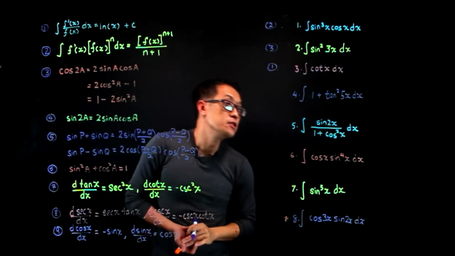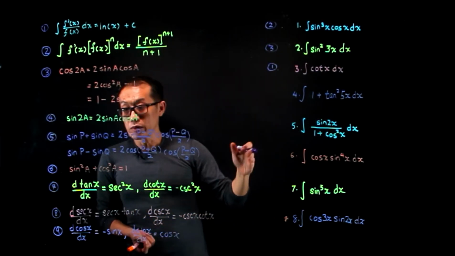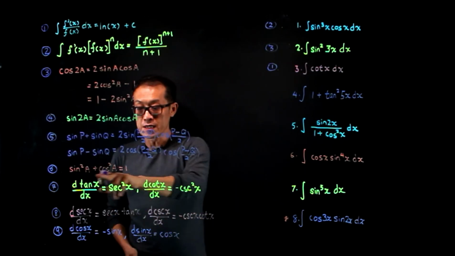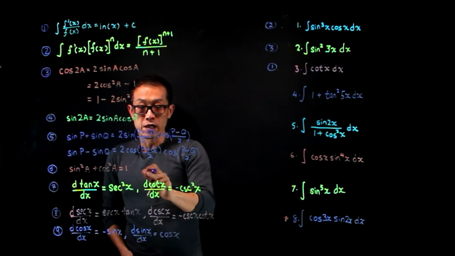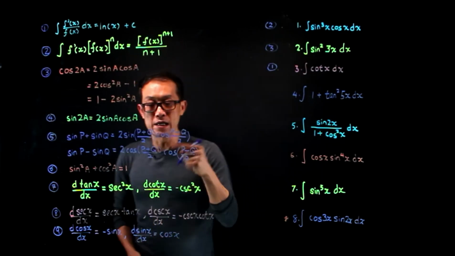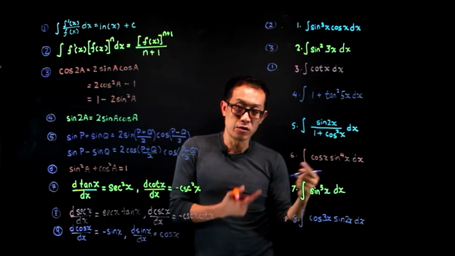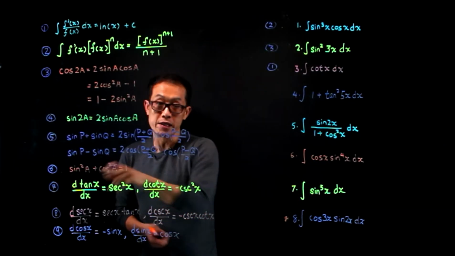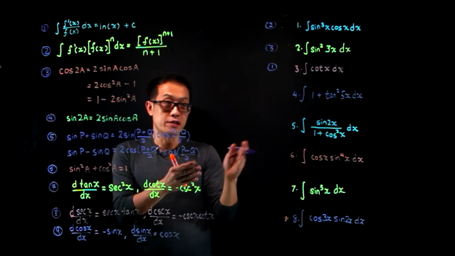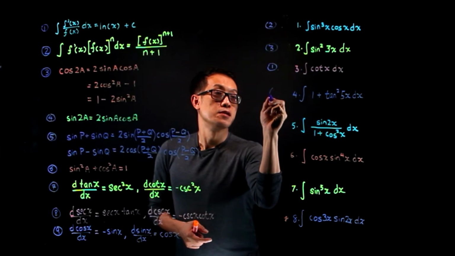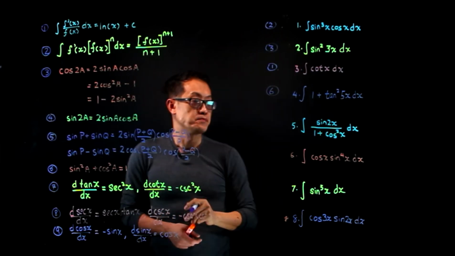Now look at this. This one we can make use of sine square x plus cos square x is 1. Now this one is related to the formula 1 plus tangent square x equals to secant square x. All right, you can use that formula, but from here you can derive that to that formula. Okay, so this one you use formula 6.